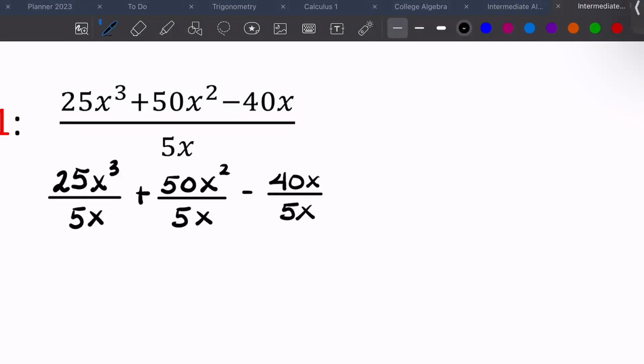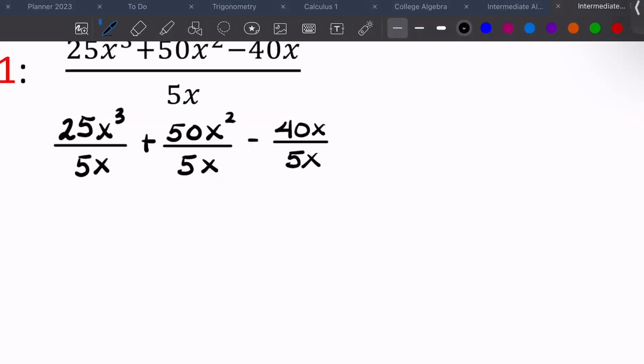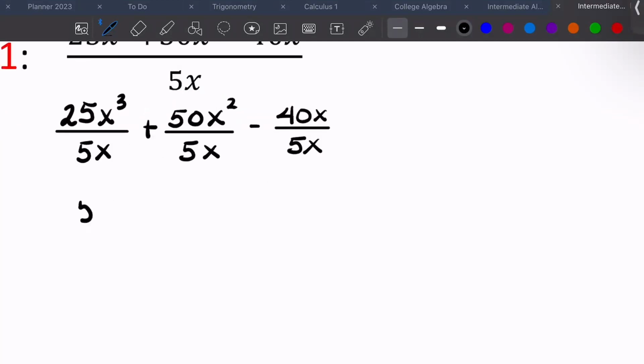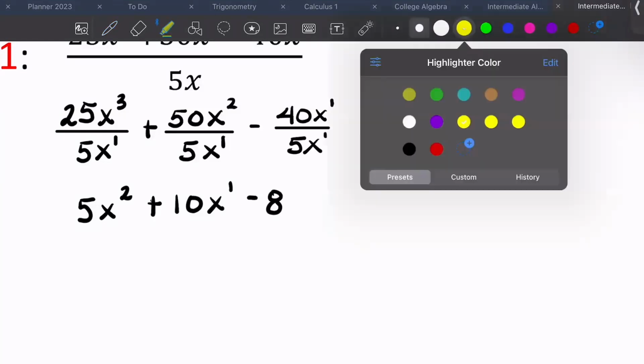And then you're just going to do 3 mini quotient rules, right? So that's when we subtract our exponents. 25 divided by 5 is 5. And then 3 minus 1 is 2. 50 divided by 5 is 10. 2 minus 1 is 1. And then 40 divided by 5 is 8. And then 1 minus 1 is 0. So x to the 0 power, anything raised to the 0 power is 1. That's your zero product rule. So you just have 8, right? So that would be your answer right here.